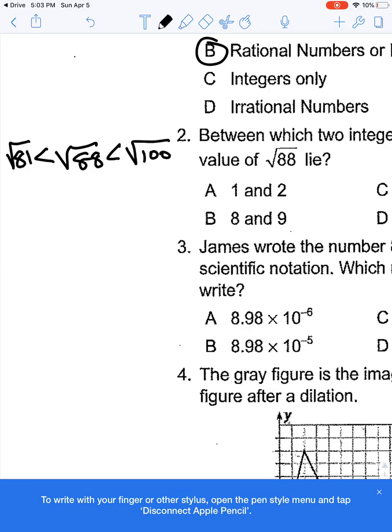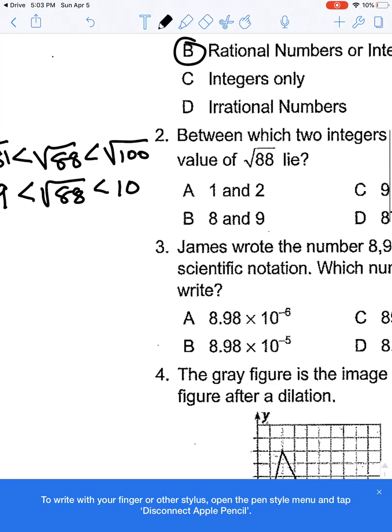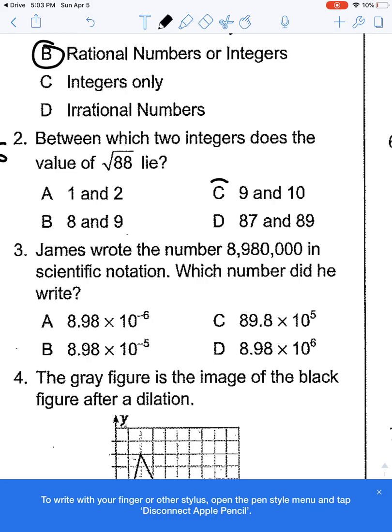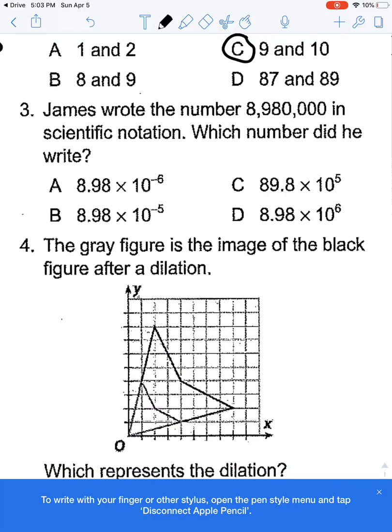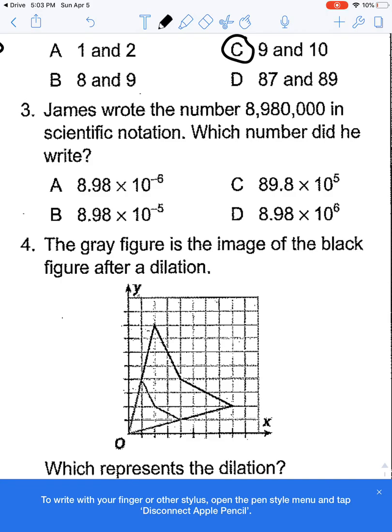So the square root of 81 is 9. And we don't know the square root of 88, but it is between 9 and 10 because the square root of 100 is 10. All right, so looking over here, our answer then would be C. Number 3, James wrote the number 8,980,000 in scientific notation. Which number did he write?